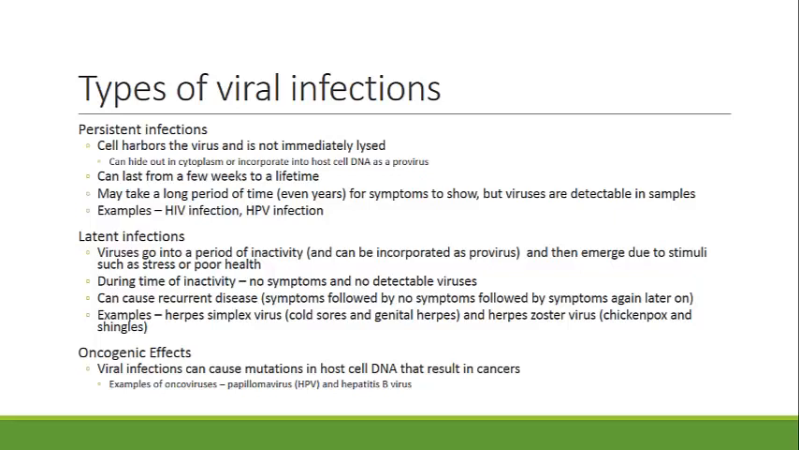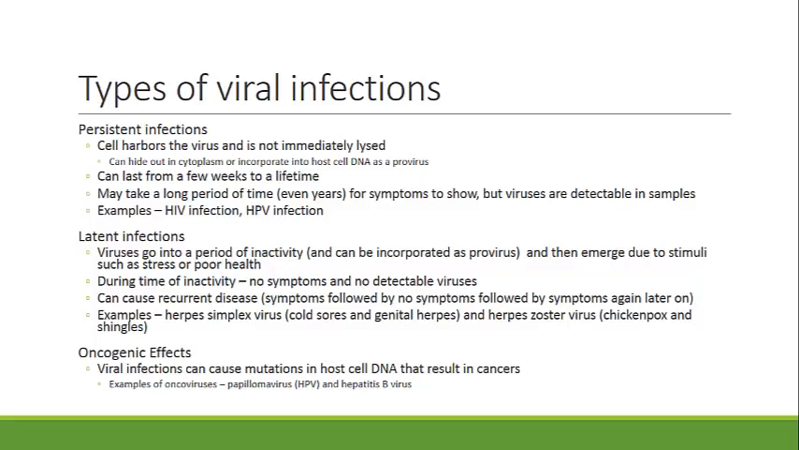They can cause recurrent disease. So basically, you have a flare-up. You have symptoms followed by no symptoms followed by symptoms again later on. An example of this would be something like cold sores or genital herpes, something that will go away but comes back and then goes away and comes back. Or something like herpes zoster virus, where you have chickenpox as a child and then it hides out and then you can get shingles later on as an adult.